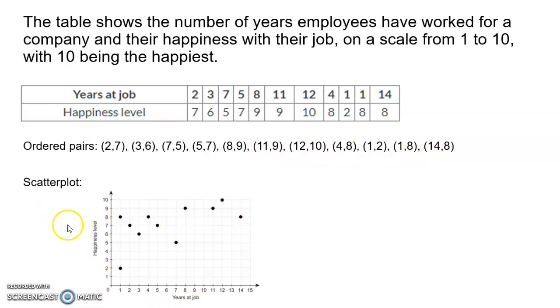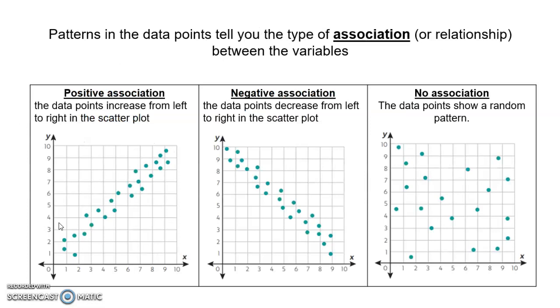The reason we make scatter plots is because it gives you a good visual understanding of the relationship between the two variables. We can look at the patterns in the data points and tell the type of association or relationship between the variables. If the data points increase from left to right, that is called a positive association. If the data points decrease from left to right, that is called a negative association. If the data points have a random pattern, that is no association.